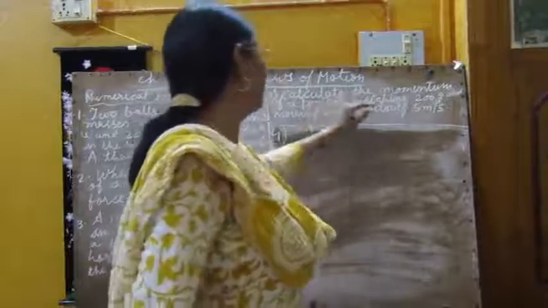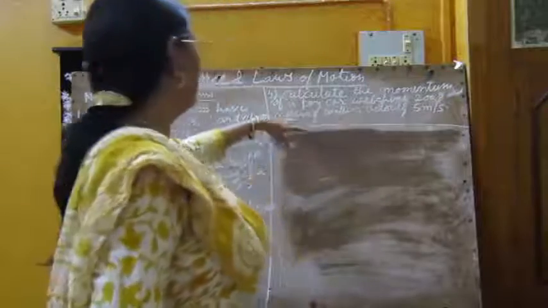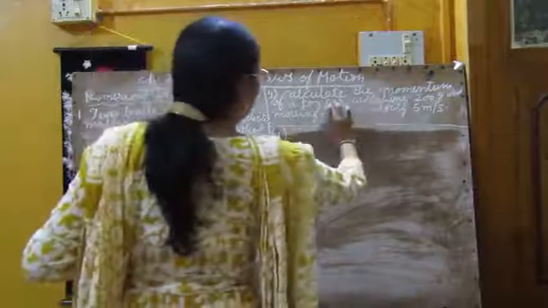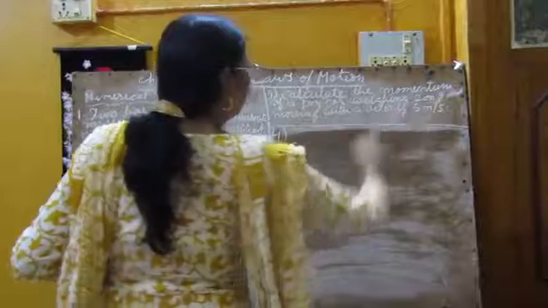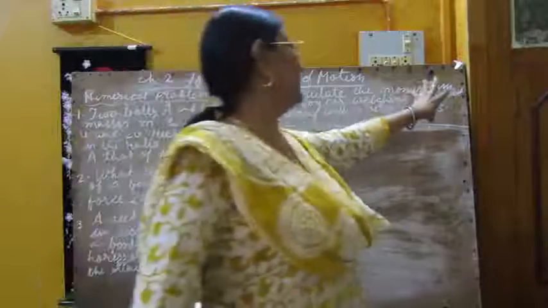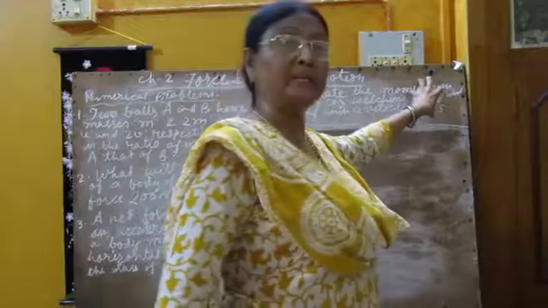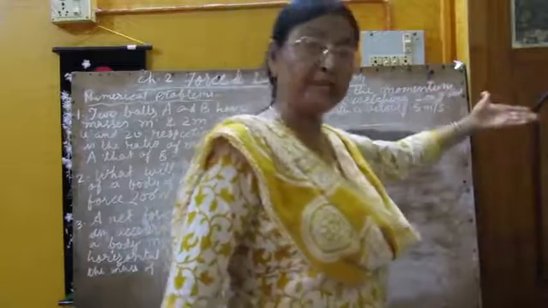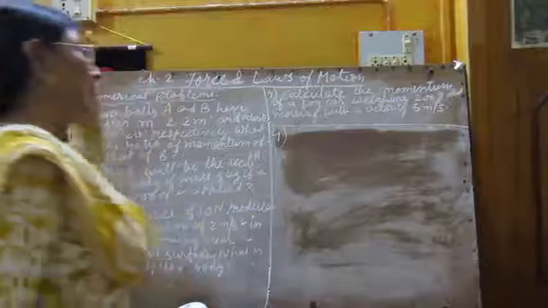Now, the fourth one, you already have. Calculate the momentum of a toy car weighing 200 grams and moving with a velocity of 5 meter per second. Now here, see, the toy car weighs 200 grams. So this 200 gram, the data is not given in SI unit. So in SI unit, we have to change it into kg. Convert the mass from gram into kg, so that we can apply the formula.